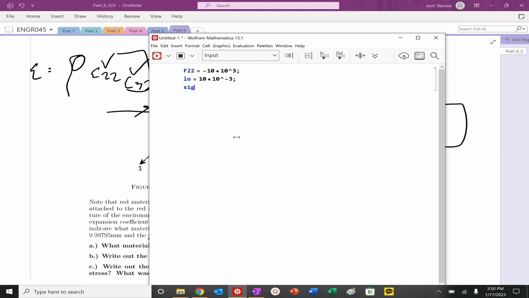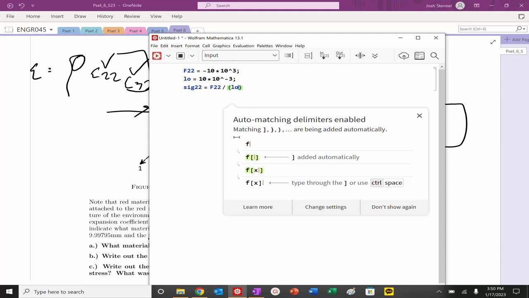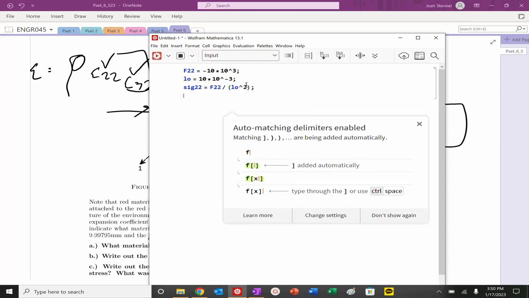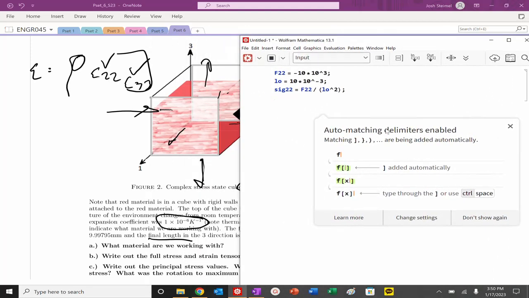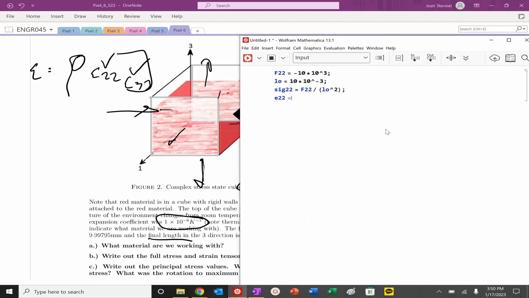I know that my sig22 is going to be equal to F22 divided by L naught squared. So we have that as well. I also know that E22, my strain in the 22, is going to be equal to my final length, 9.99795, minus my initial length, final length minus initial length over initial length.